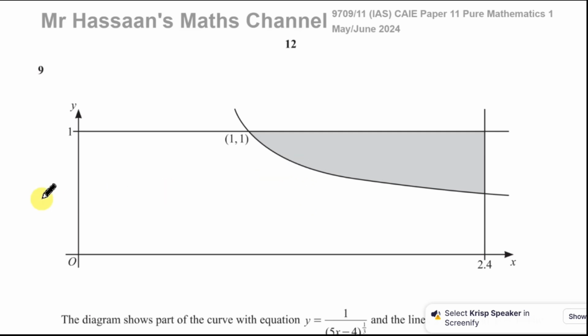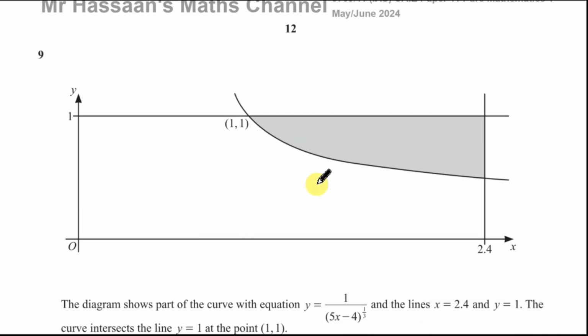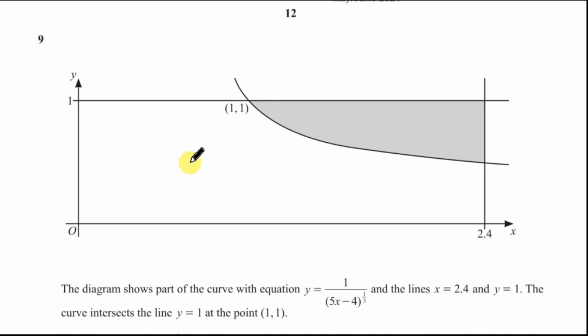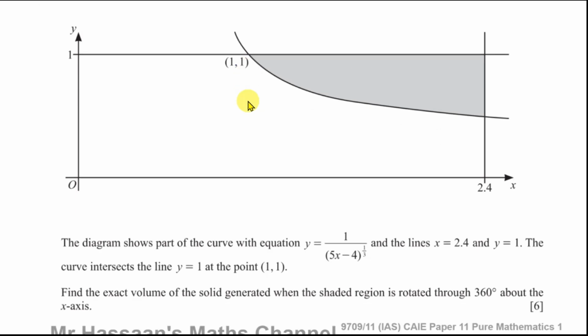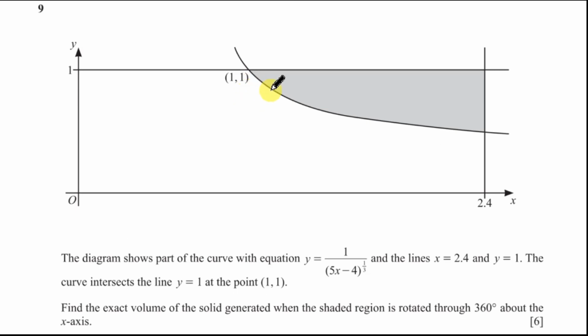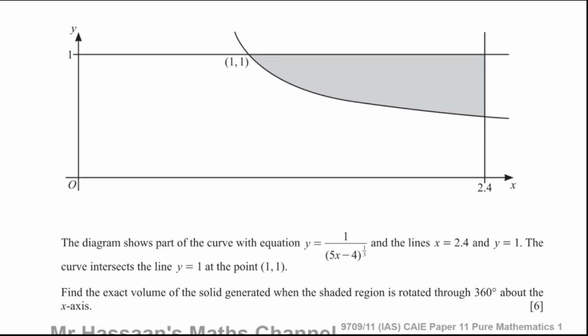which shows part of the curve with the equation y equals 1 over 5x minus 4 to the power of a third, and the lines x equals 2.4 and y equals 1, and the curve intersects the line y equals 1 at the point 1, 1. As we see here, we've got to find the exact volume of the solid generated when the shaded region is rotated through 360 degrees about the x-axis.